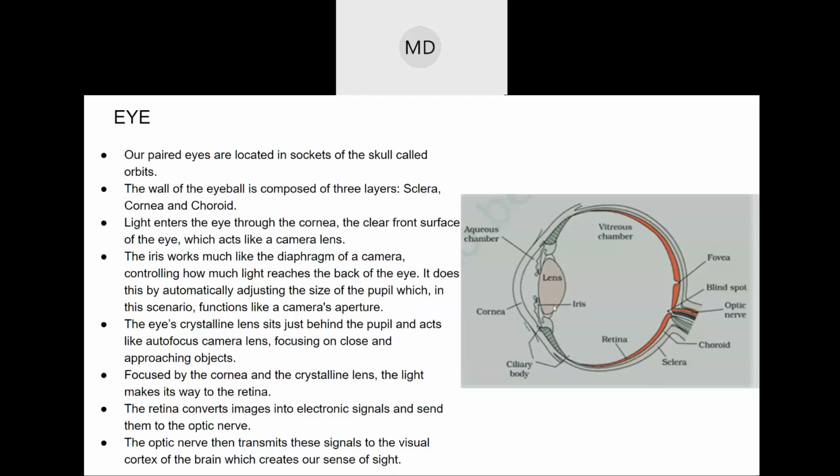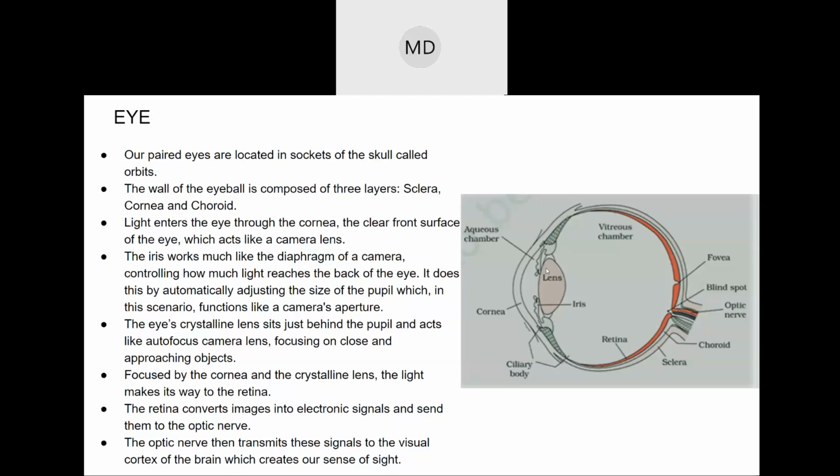So the function of the iris is that it controls the amount of light that reaches the eye. When the iris dilates, more light can enter, and when the iris constricts, less light can enter. That depends upon the position of the iris. Okay, so this is about the iris, and this is the cornea. All of you know the cornea. And then this is the lens.